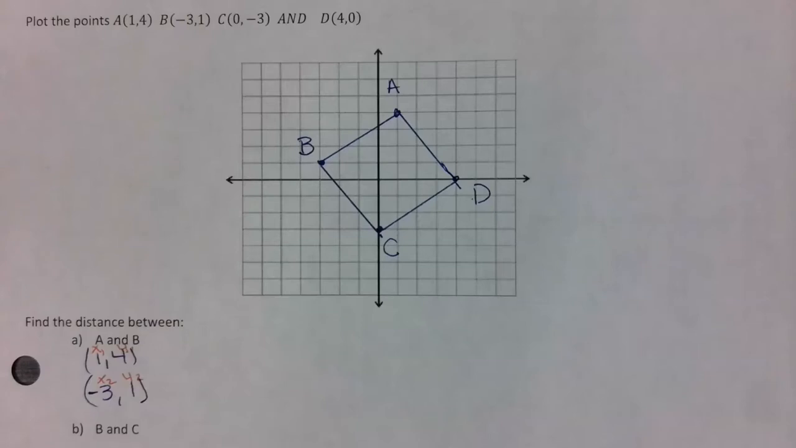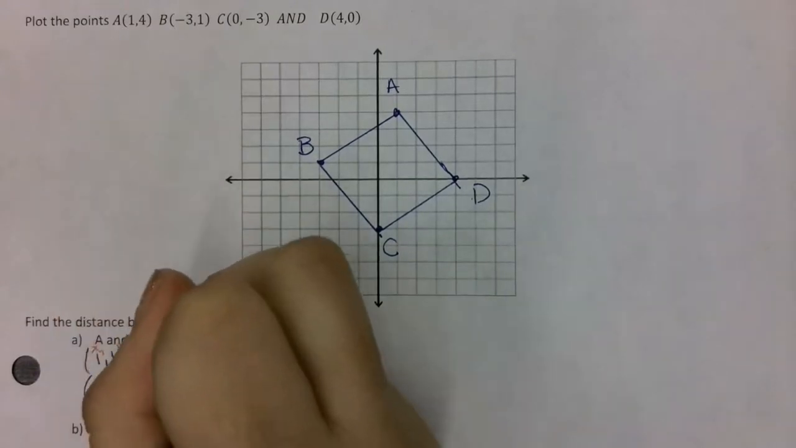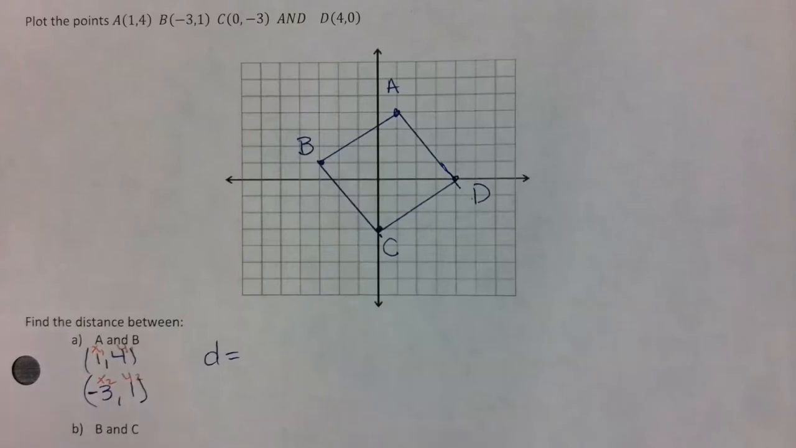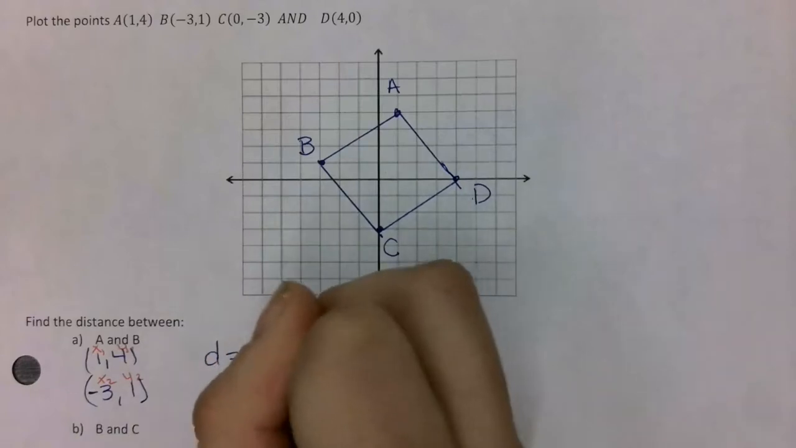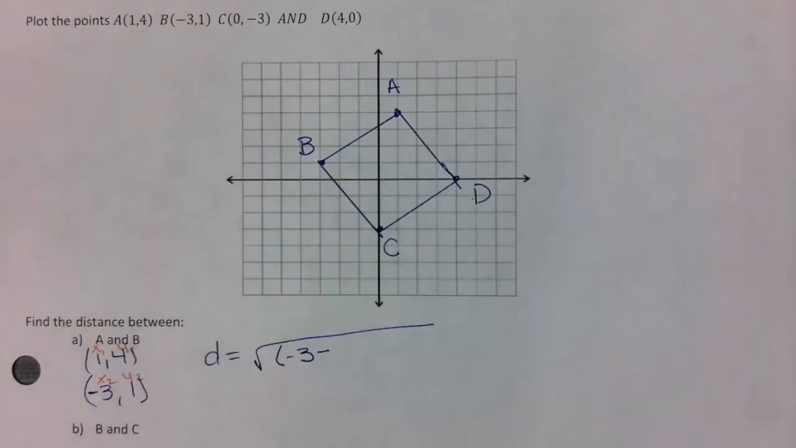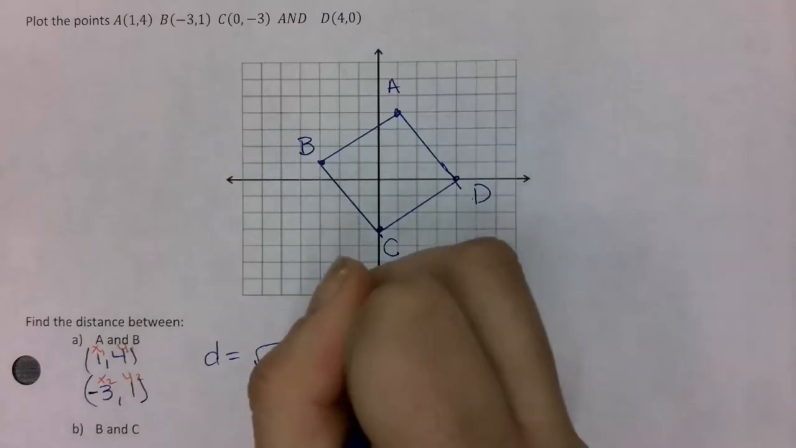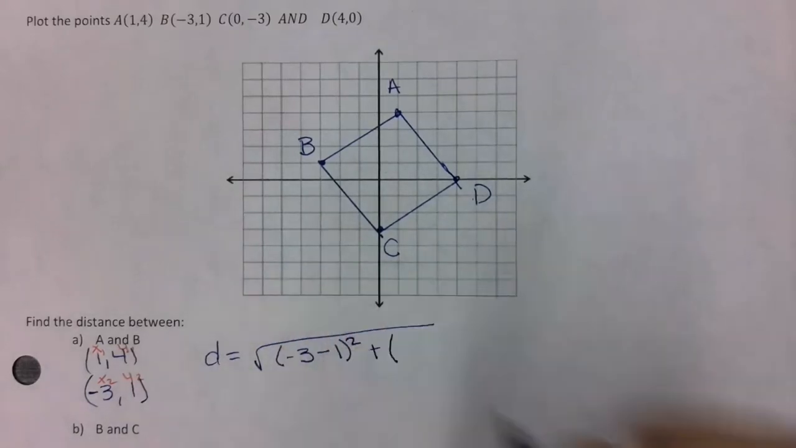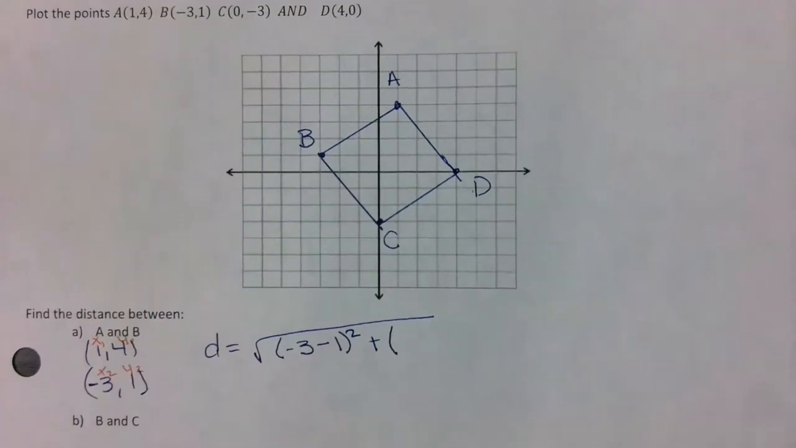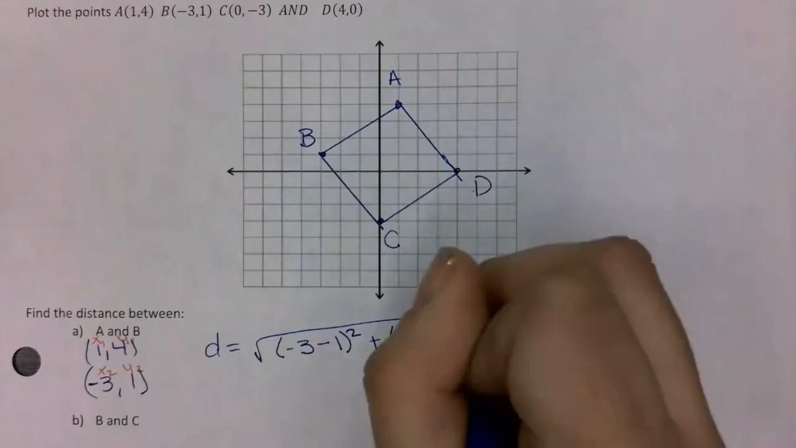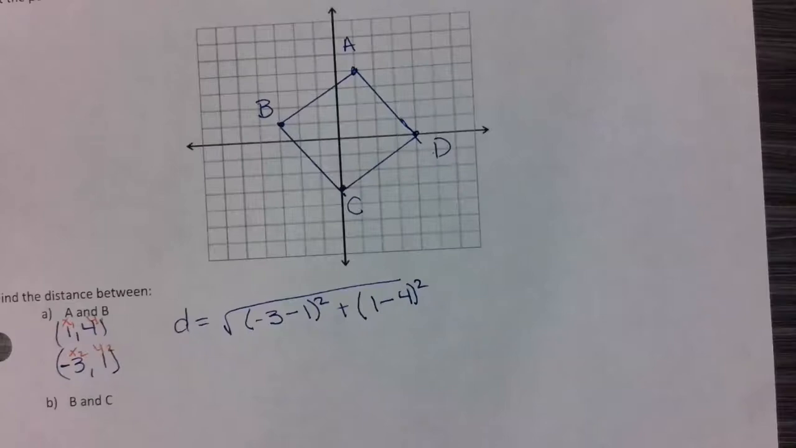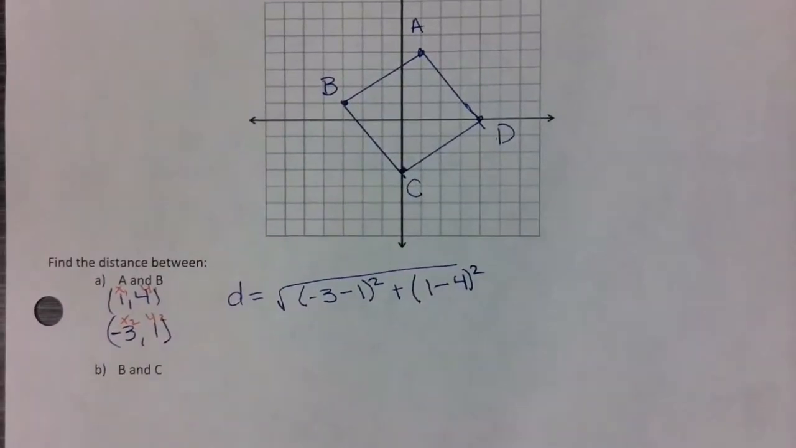Okay, so then what I want to do is plug into that formula up above. So D equals, what was my x2? What was my x1? Then what was my y2? 1. What was my y1? 4. Okay, so all I've done is plug into the equation.